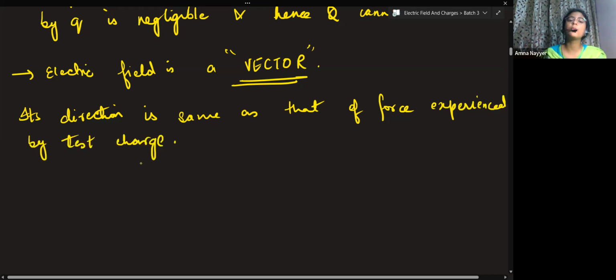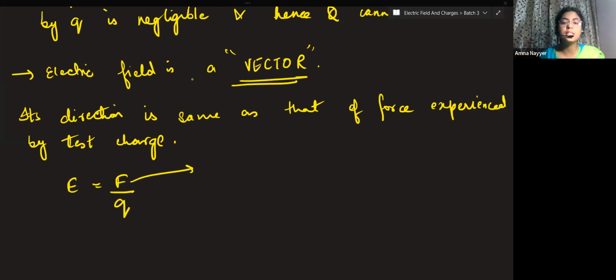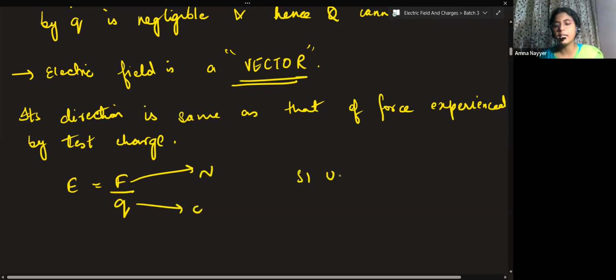So, Dania, if you remember, the SI unit of force is Newton and the SI unit of charge is Coulomb. Electric field is what? Electric field is force by charge. So the SI unit will be Newton per Coulomb. This will be Newton, this will be Coulomb.